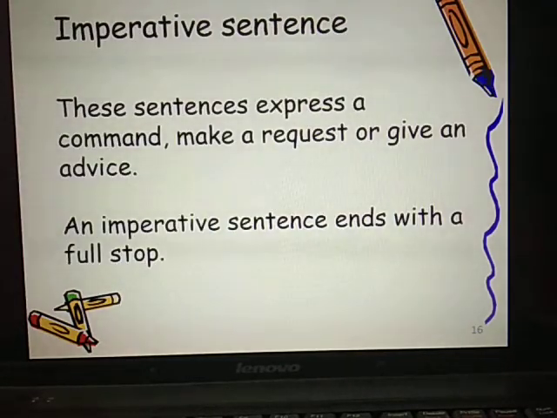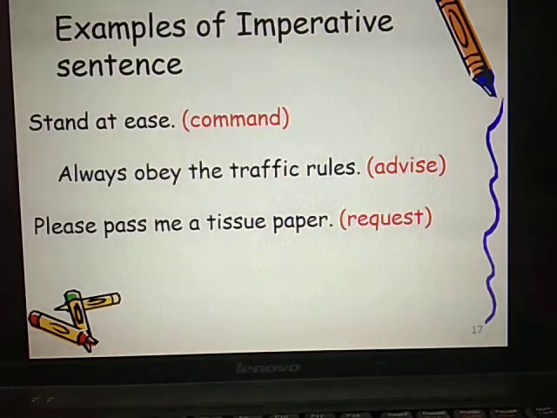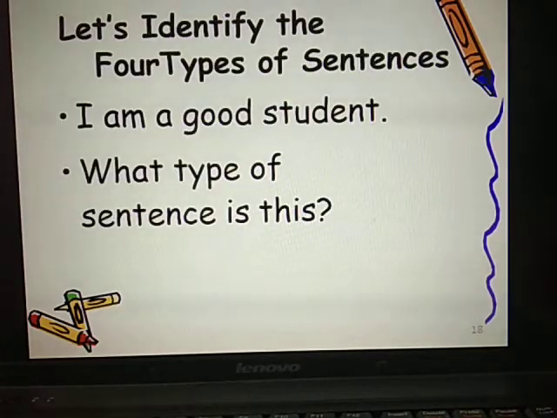What is an imperative sentence? These sentences express a command. Whenever you command, make a request or give advice, we use an imperative sentence. It ends with a full stop. Like examples, stand at ease means you are commanded to stand at ease. During the assembly time, you are being commanded to stand at ease. Always obey the traffic rules. It's an advice. Please pass me a tissue paper. It's a request.